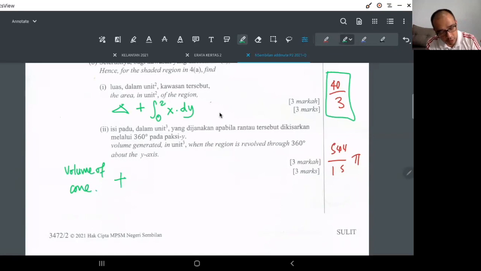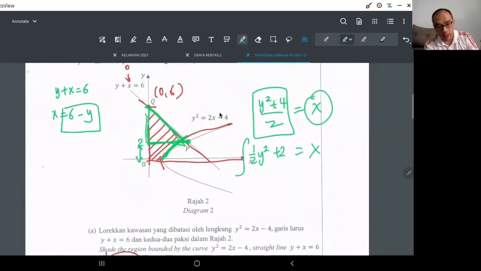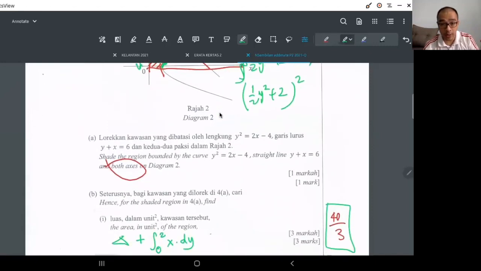Okay, so this will be the volume of the cone plus the volume from 0 to 2. So pi, integral from 0 to 2 of x squared dy. This is where the problem comes in, you have to square x. If x is half y squared plus 2, then x squared will be half y squared plus 2, all squared. Which will give you a very long expression. So this will give you 1 over 4 y to the power of 4 plus 2y squared plus 4. I think so. Am I right?